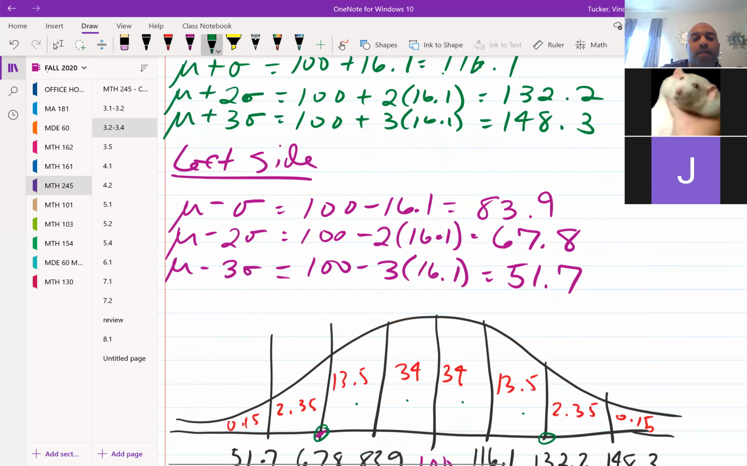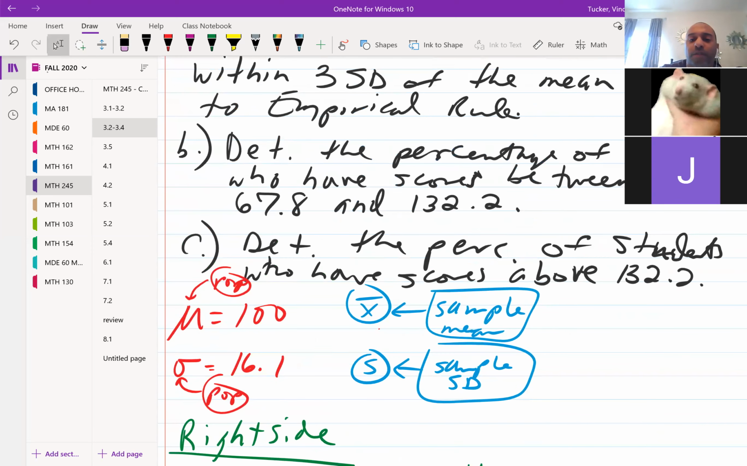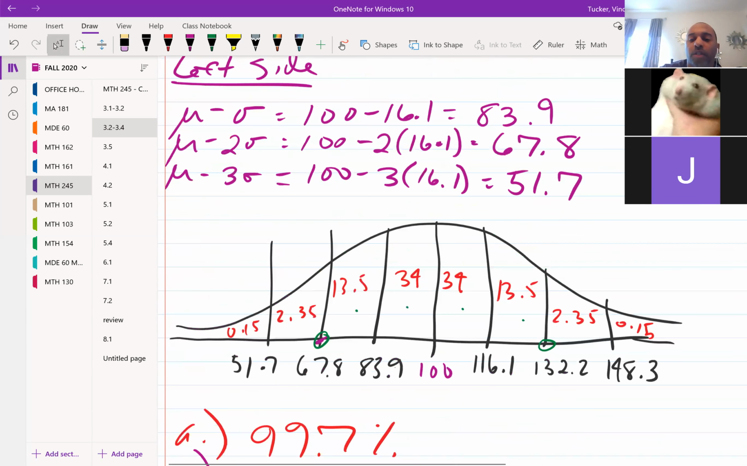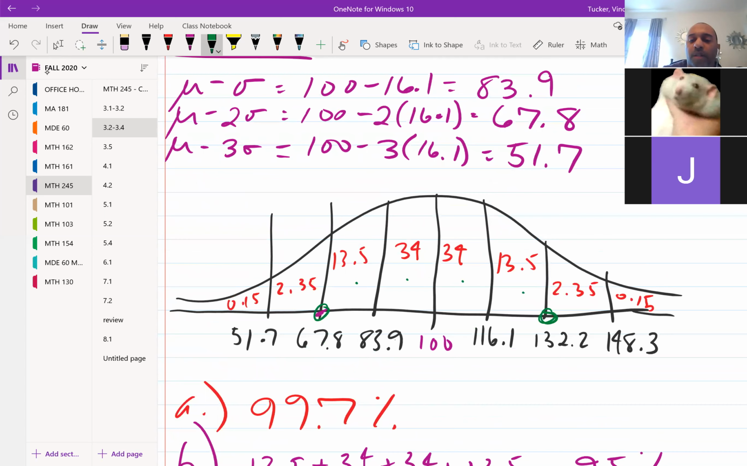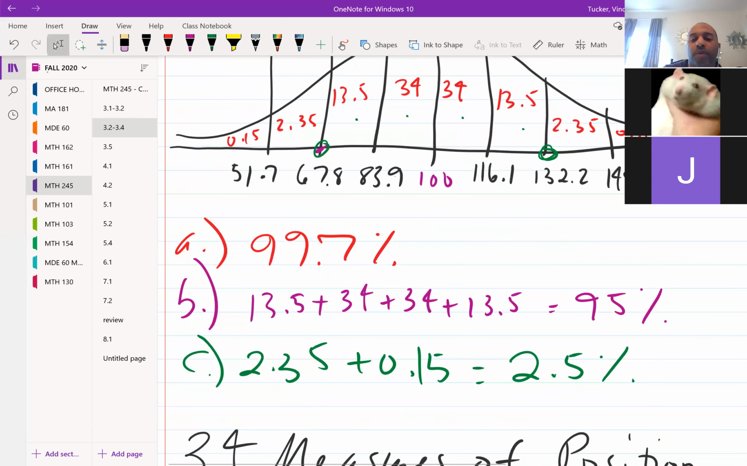And then C, determine the percentage of students who have scores above 132.2. So 132.2 is right here, and what's above that is 2.35 plus the 0.15. So just 2.5% of the data you would expect to be greater than 132.2.